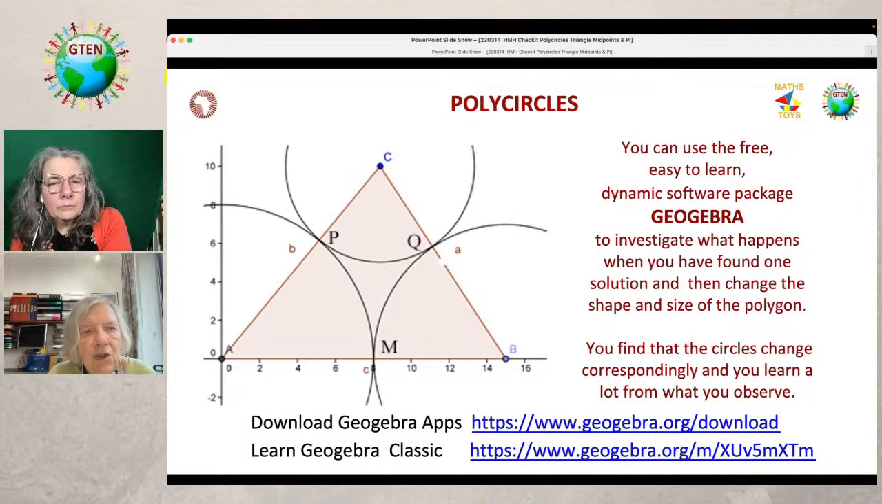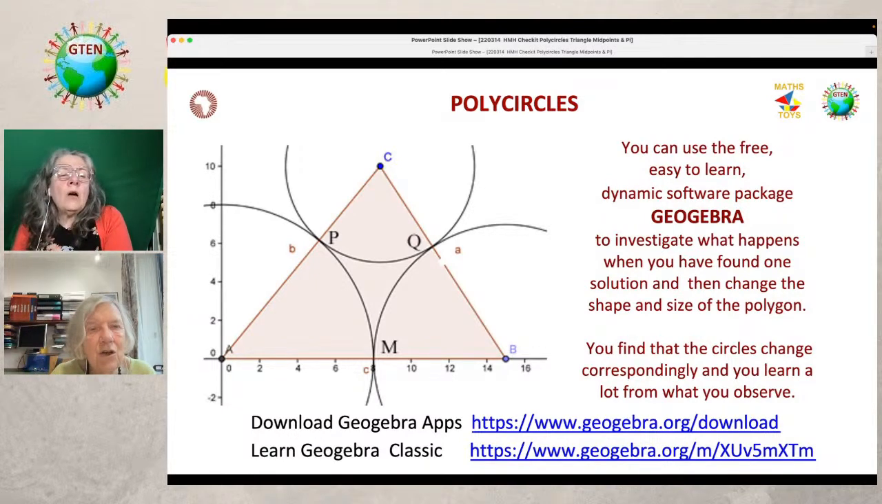So now you can start off with an equilateral triangle, for example, where you know it works, and you've got your 3 circles, and then GeoGebra is what we call dynamic geometry, dynamic software, which means dynamic means it's changing.